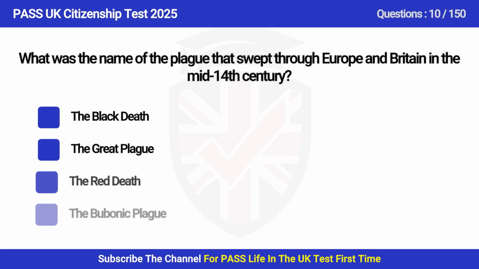Question 10. What was the name of the plague that swept through Europe and Britain in the century? A. The Black Death, B. The Great Plague, C. The Red Death, D. The Bubonic Plague.